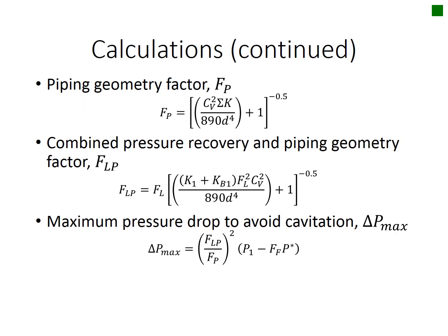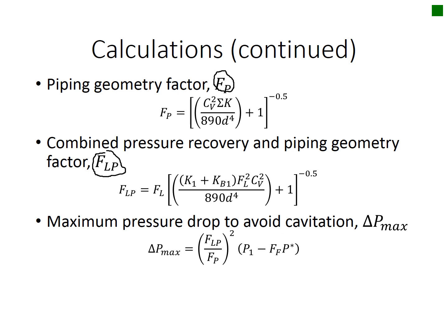We then look at a piping geometry factor, F sub P, which is given to us by this equation below, which is a function of the valve coefficient, C sub V, the sum of the K's, and the orifice diameter D, and we can calculate it easily using the equation given there. We look at a combined pressure recovery and piping geometry factor, which we call FLP, and it's given by this equation below right there.